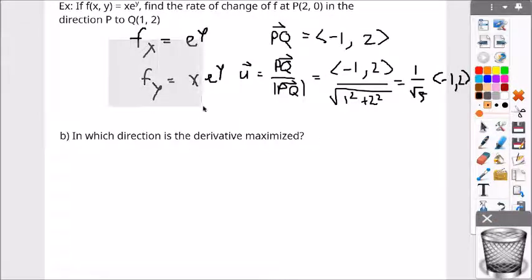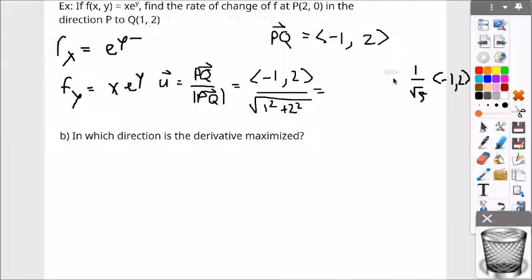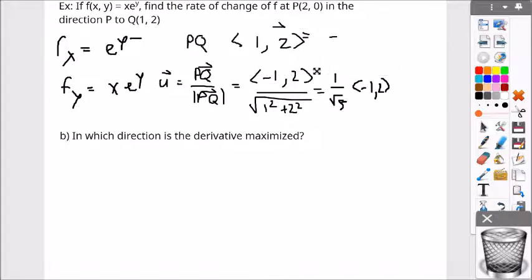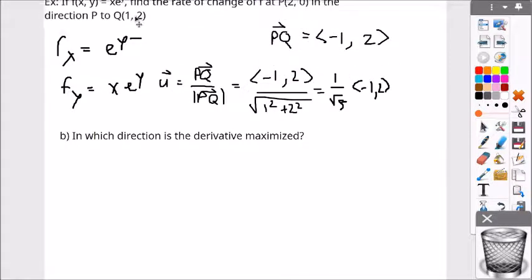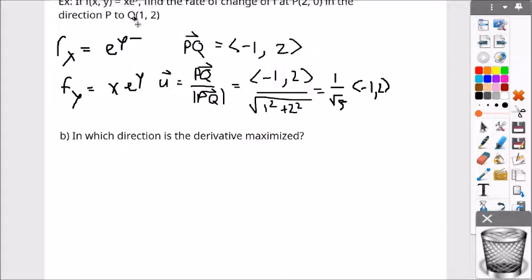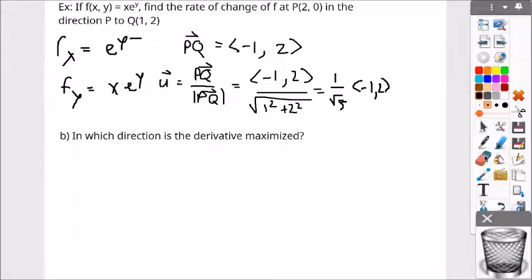Right, so we got our gradient vector and we got our directional derivative. So now what do we do? Now let's evaluate the gradient vector at the point P(2, 0). So what is the gradient vector at that point? Well, let's plug it in. The gradient of f at (2, 0) is equal to f sub x first, e to the 0 is 1, and then 2 times e to the 0 is 2. So it's 1 comma 2.